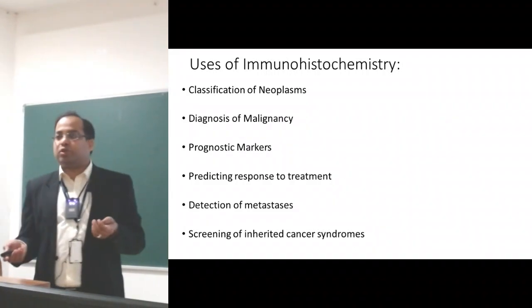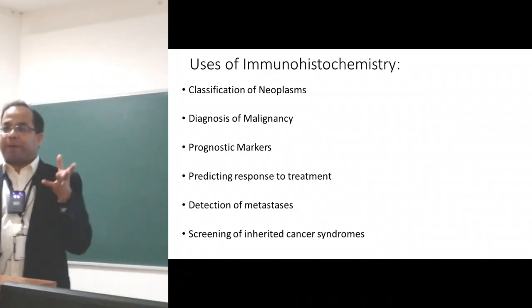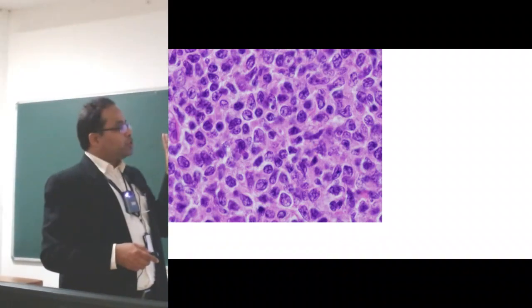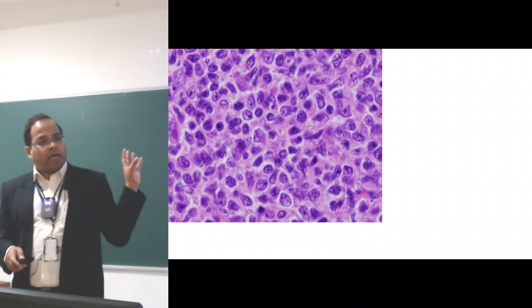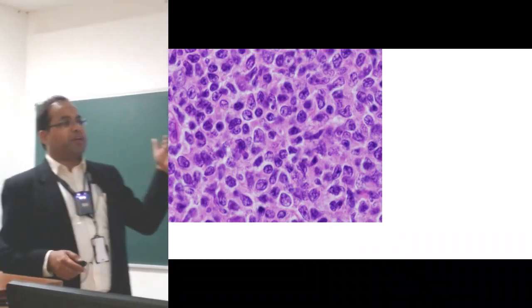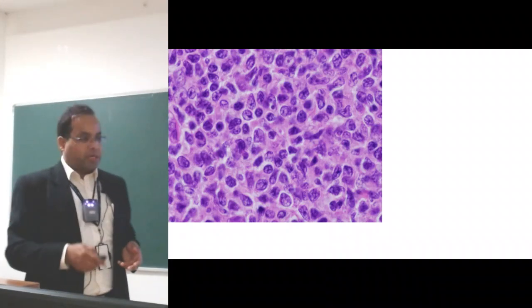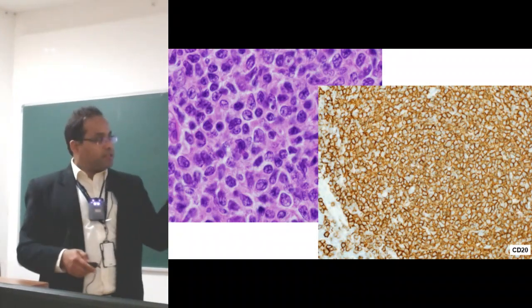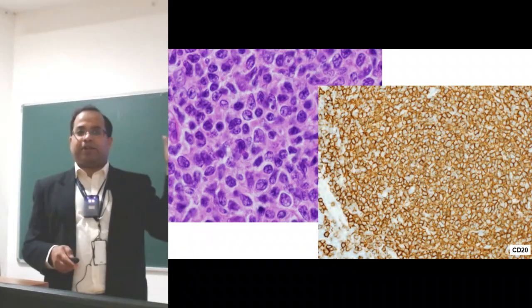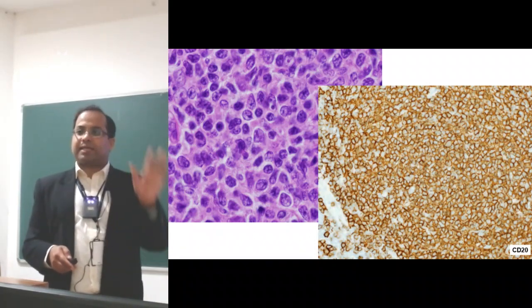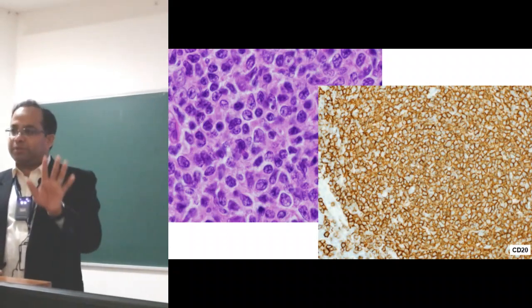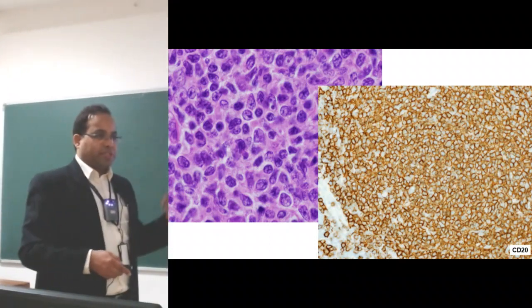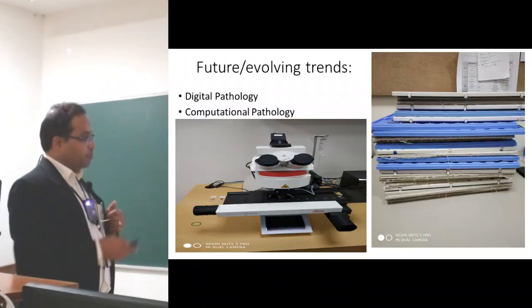Screening of inherited cancer syndromes, so Lynch syndrome in colorectal adenocarcinomas, we do a panel of markers to help us in this diagnosis. This is a tumor which is present in the lymph node. It is very difficult maybe to figure out on morphology what type of cell this is, but we do a CD20, and it is strongly positive. CD20 is an immunohistochemical stain. It is strongly positive, so we can say this is a B-cell non-Hodgkin lymphoma. And as soon as I say that, the hemato-oncologist will give rituximab, which is an anti-CD20 antibody, and that will help in resolution of the tumor.